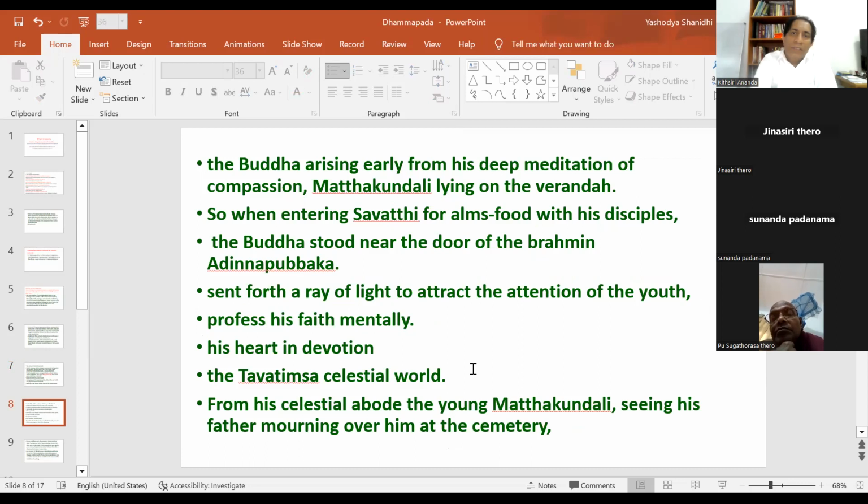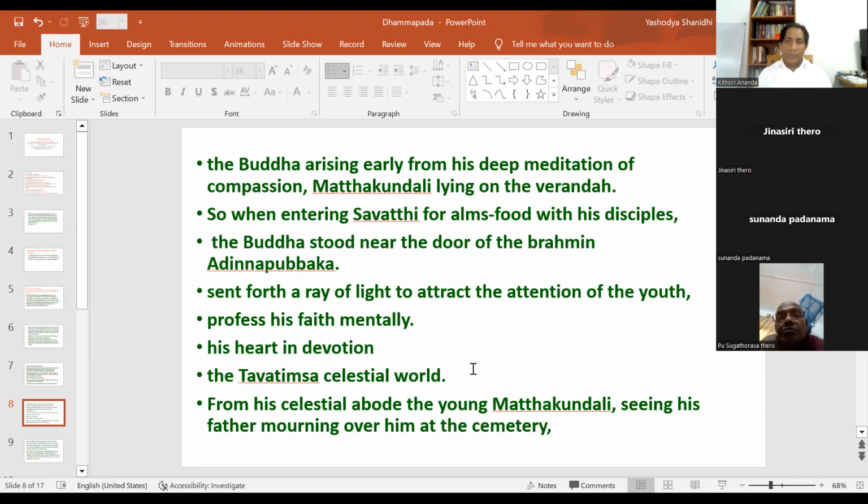The Buddha, arising early from his deep meditation of compassion, Mahakaruna Samapatti Dhyana, thought whom he should help, and then he saw this situation of Matta Kundali lying on the veranda, and the Buddha approached there.